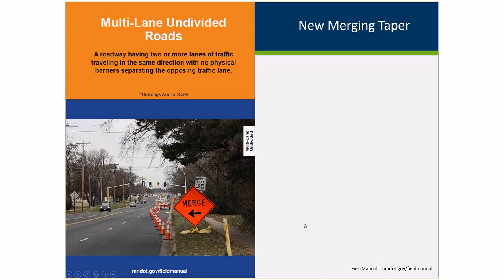So here's a picture of the new merging taper in real life. This is a lower speed road. You can see the speed limit sign up there, so it's 40 miles an hour or less. So we're not required to have a flashing arrow board, and in that case, we can put the merge with arrow sign prior to it. And at the end of it, we've got the Type 3 barricade with the lane closed sign on it. This is the new merging taper.